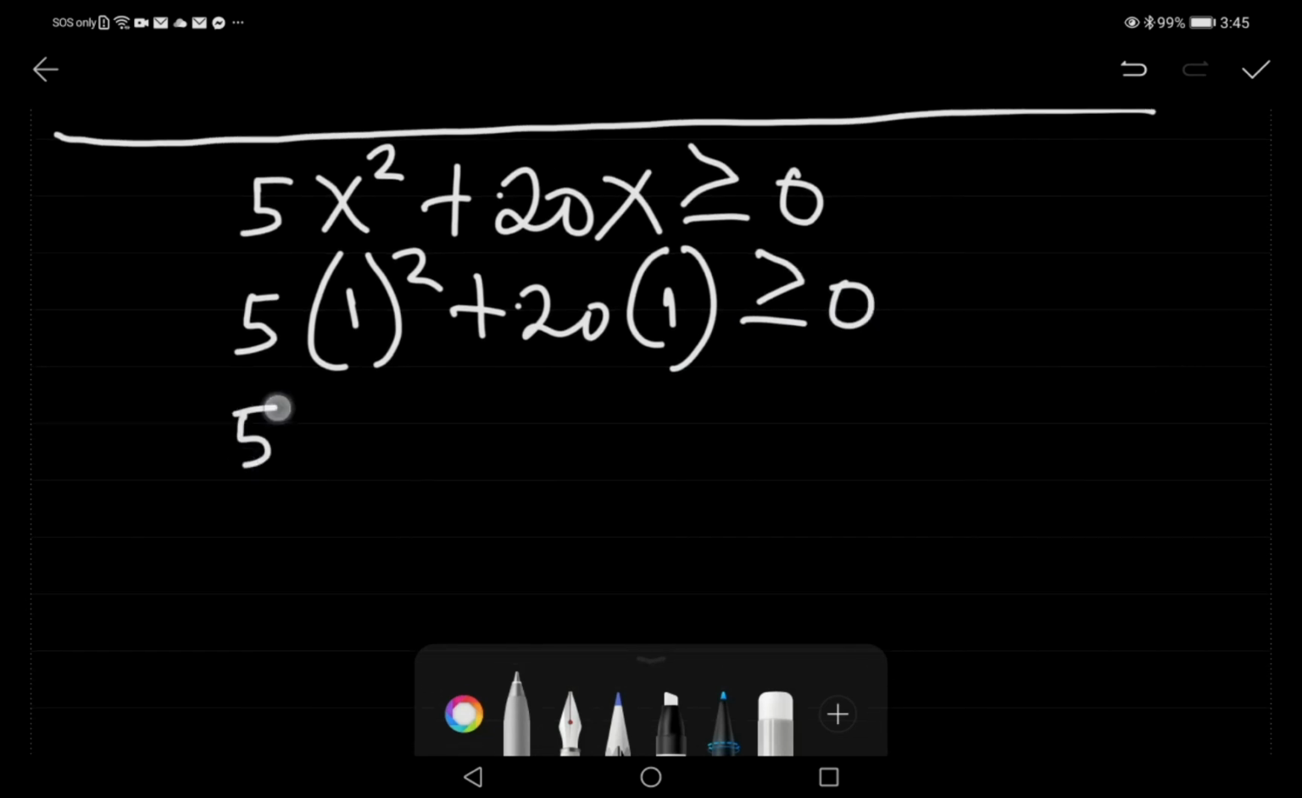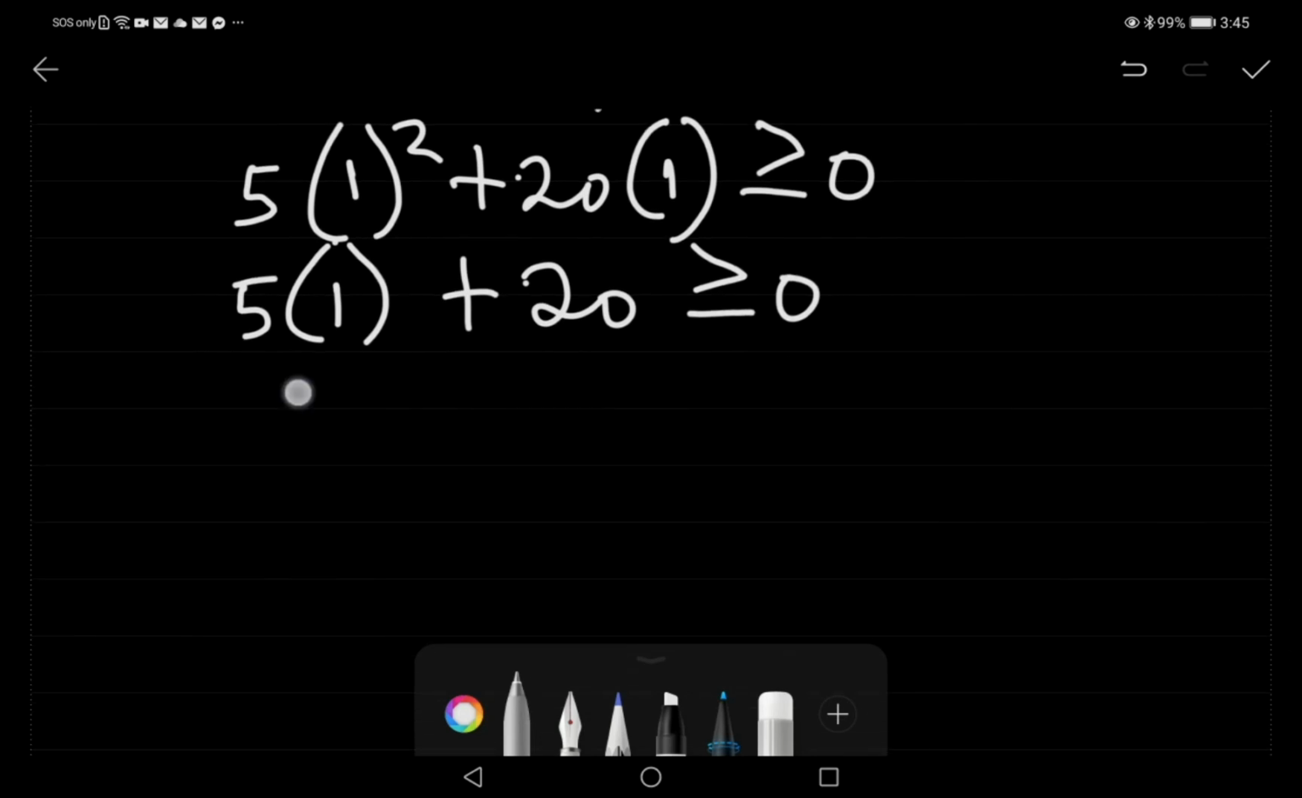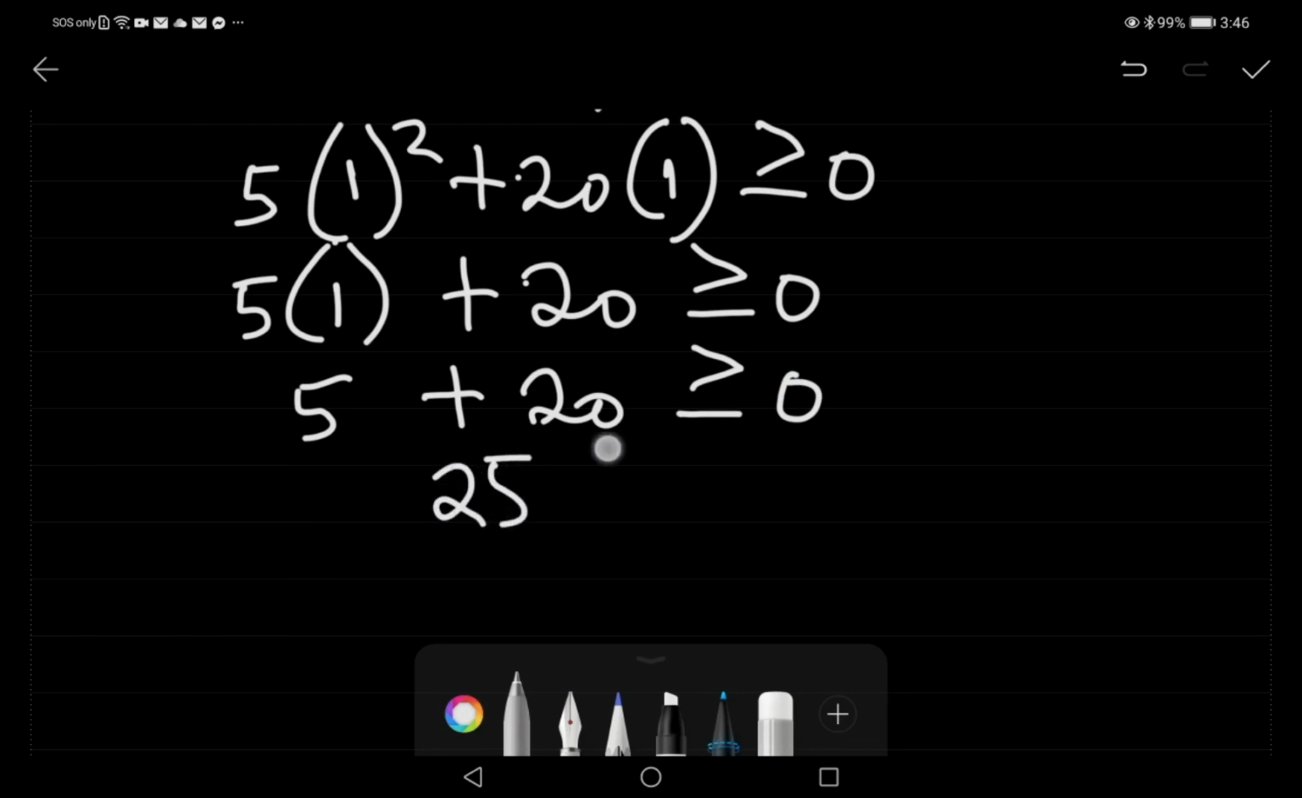So 5 times 1 squared is 5. Then 20 times 1 is 20, greater than or equal to 0. 5 times 1 is 5, plus 20 greater than or equal to 0. 5 plus 20 is 25, is greater than or equal to 0. So this is true. Okay, 25 mas dako man sa 0. So this is true.